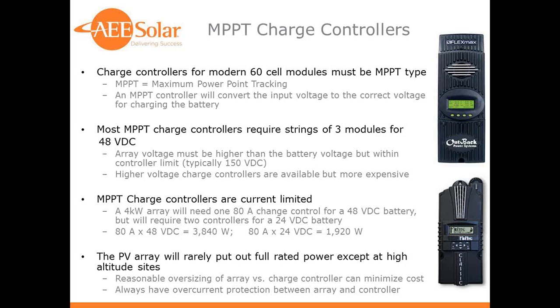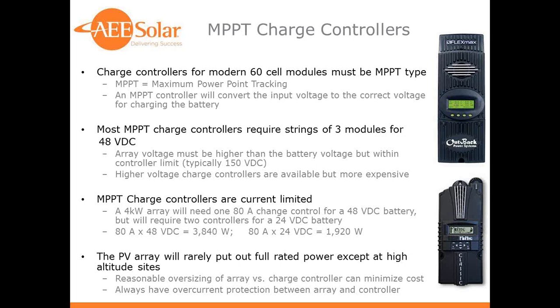When a battery's charging, it's typically higher than 48 volts. So 80 amps times, say, 50 volts DC is about 4 kW. But as you can see, if you only had a 24-volt system, 80 amps at 24 volts is only 1,920 watts. So that's half the wattage with the same controller. It's another advantage of doing 48 volts: you can use fewer controllers for a certain size PV array.